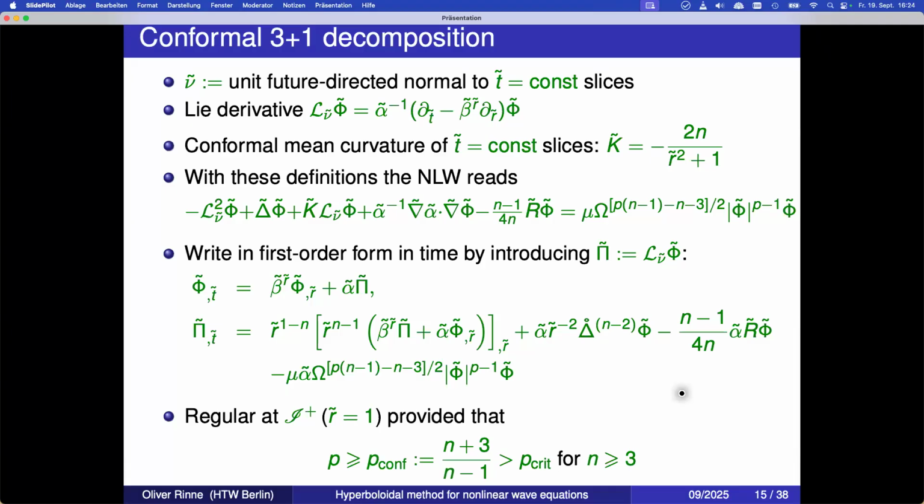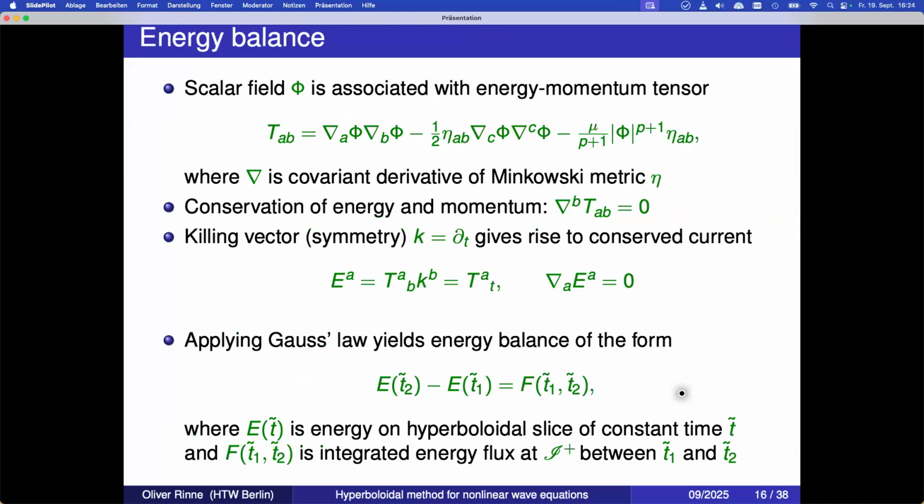As far as the formulation is concerned, this is it, basically. We have the equation that we want to solve. I want to tell you a little bit about the energy balance because this is a little different on these hyperboloidal slices. I told you earlier that there is a conserved energy for this equation, but this conserved energy is written in terms of the standard slices of Minkowski space, not for hyperboloidal slices. So how can we work out an energy balance for hyperboloidal slices?